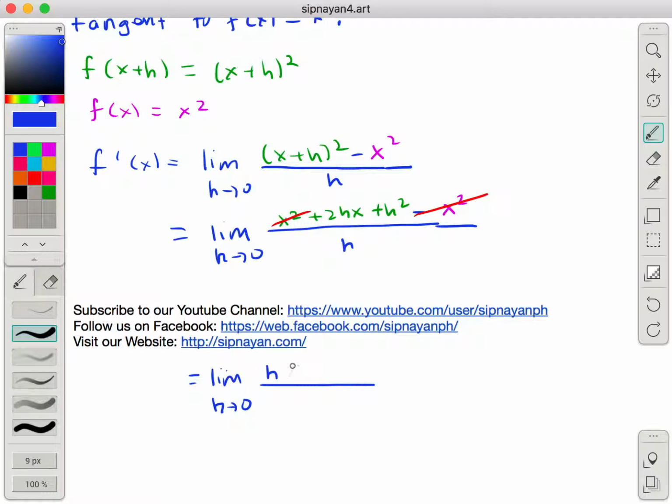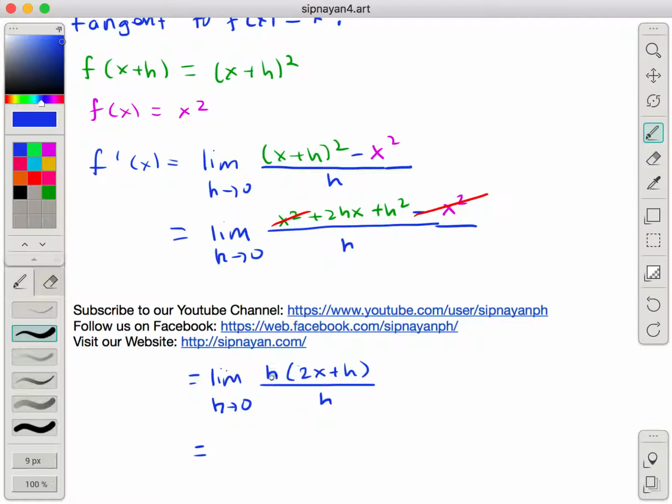Ano napapansin nyo habang nagsusolve tayo? Puro algebra, di ba? Actually, pag na-set up nyo na yung formula, algebra na yung gagawin nyo, di ba? Factoring, squaring a binomial. So, kung master nyo yung algebra nyo, dapat hindi kayo masyado mahirapan sa calculus, no? Actually, marami bumabagsak sa calculus dahil sa algebra, hindi dahil sa calculus. No? So, yung mga factoring.